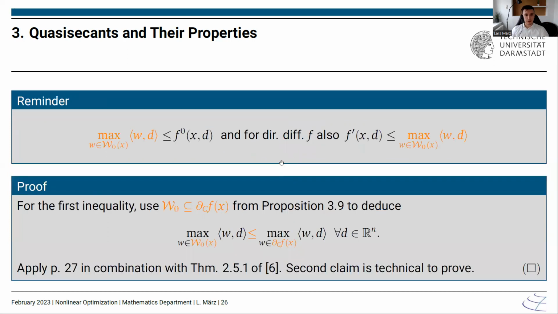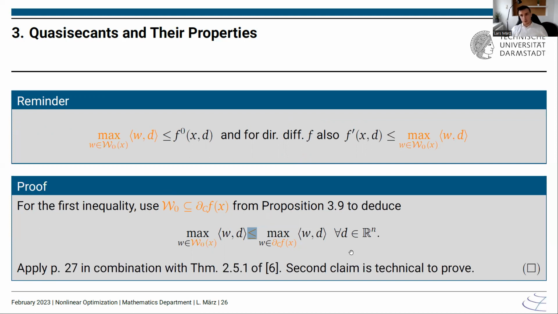For the proof here, a short reminder of what we want to show. We know that by construction, W0 is a subset of the Clark subdifferential. This was shown in proposition 3.9, and therefore this inequality is obvious because we're taking the maximum over a larger set.